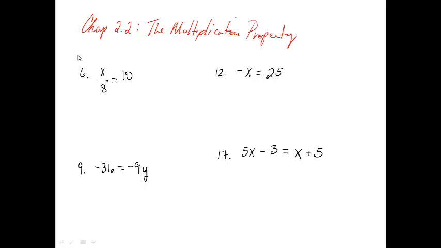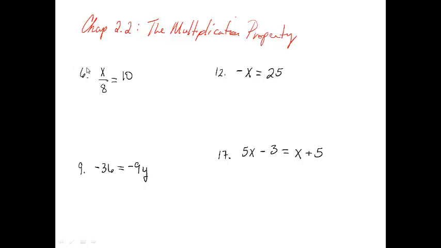So what is the opposite of multiplying? Yep, it's dividing. What's the opposite of dividing? It's multiplying. So that's what we're going to practice here. So number 6 from the chapter review, x divided by 8 equals 10.